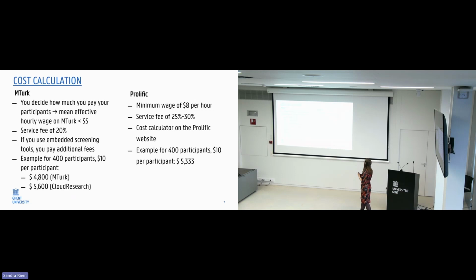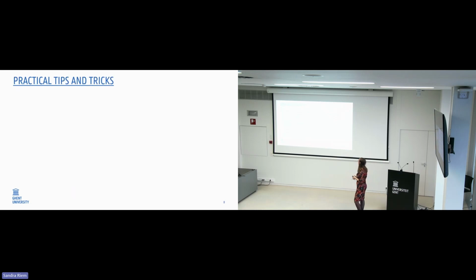I want 400 participants for $10 per participant, so it will cost me $5,000, which is more in line with CloudResearch. So I think whatever you choose as online participant pool, it's all a bit of the same. Although if you go to mTurk, that one is immediately way cheaper, but you have to deal with the low quality data.